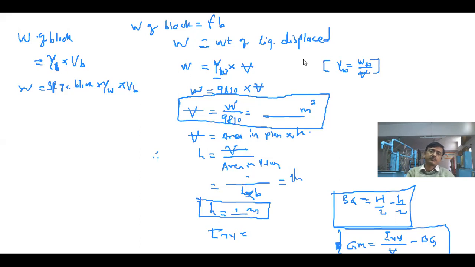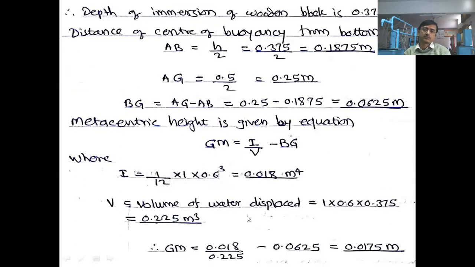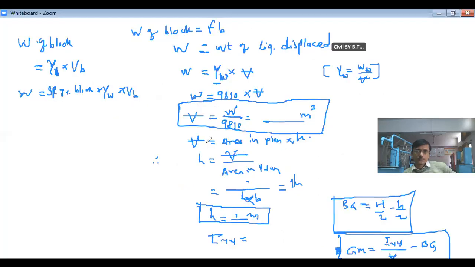Everyone got the answer? What is the answer for this problem? Have you got the value of GM is equal to 0.0175, or different? Those students who have solved the problem, you can put your answers in the chat box. Those who have not yet solved the problem, you can solve it afterwards, but write down the steps.